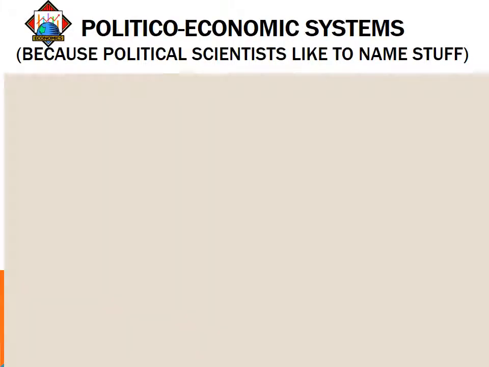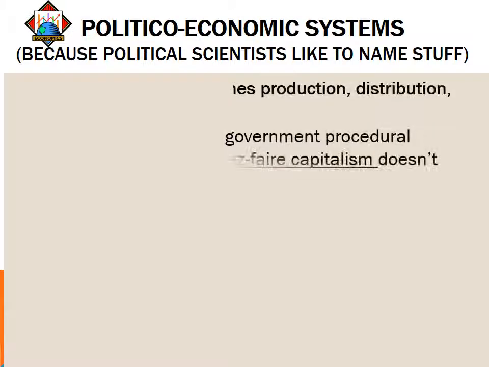So let's talk about politico-economic systems. Political-economic systems really have come about because political scientists needed to talk about these things and give names to them, and because we like to make up words a lot. And so we've created a couple words that you've probably heard before.